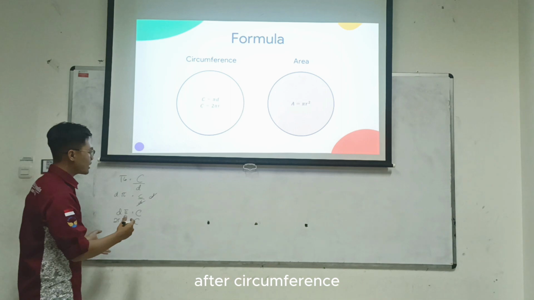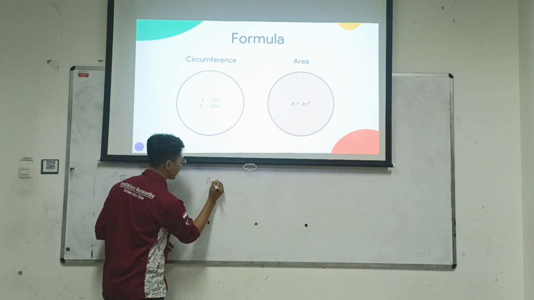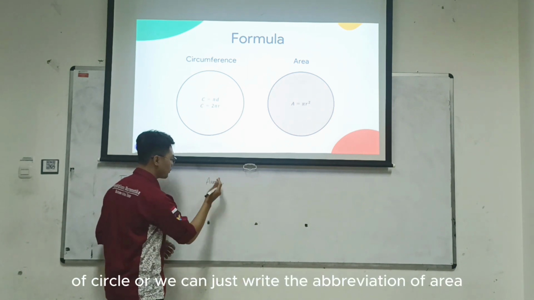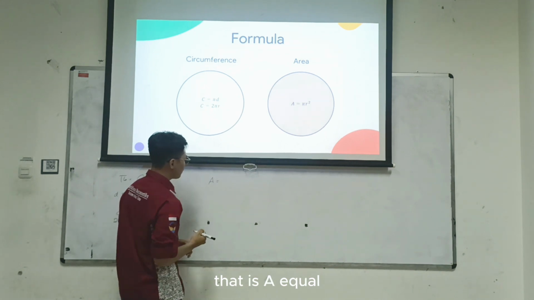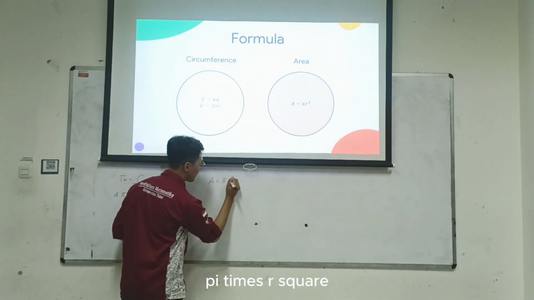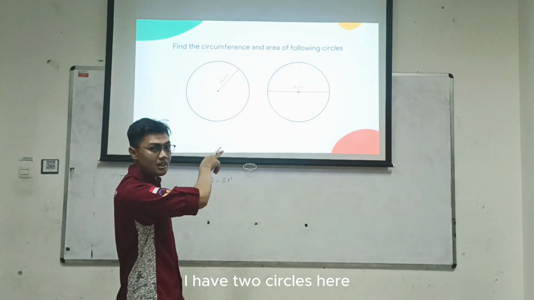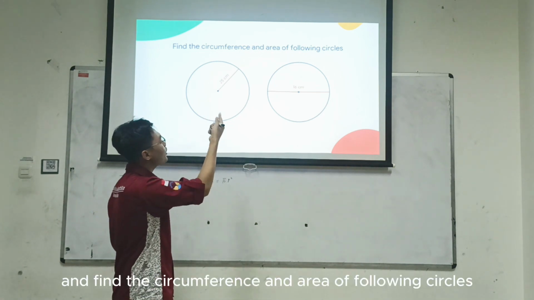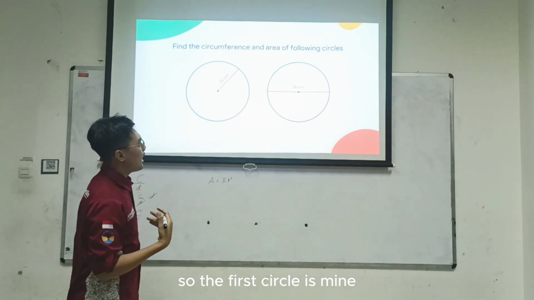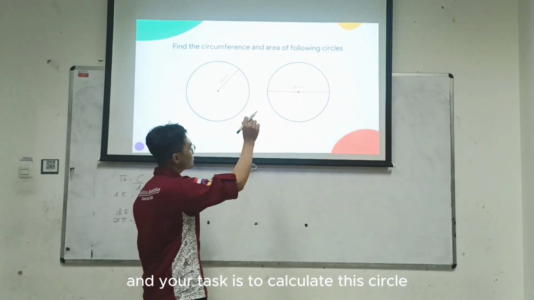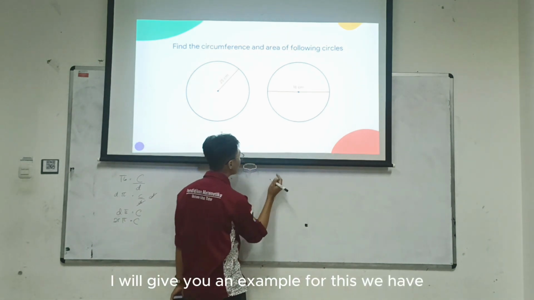Okay, after the circumference, we have the formula of area of a circle. Or we can just write the abbreviation of area, that is A equals pi times r squared, like this. Okay, so then I have two circles here, and find the circumference and area of the following circles. The first circle is mine, and your task is to calculate this circle. Okay, first one, I will give you an example for this.